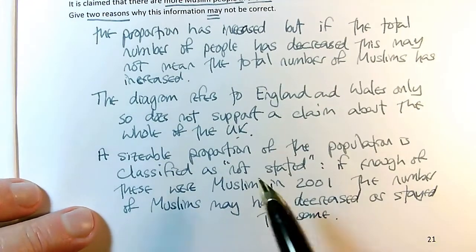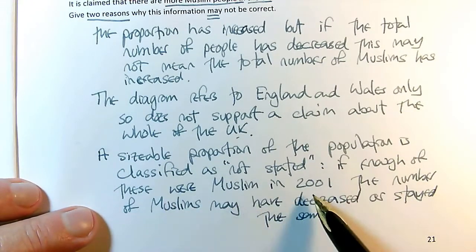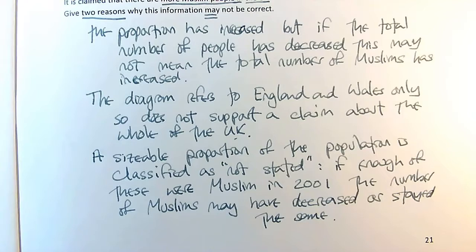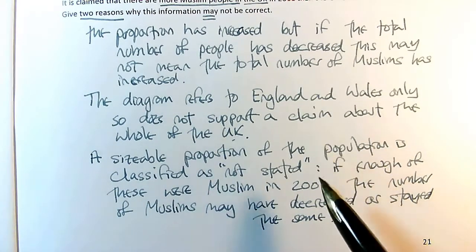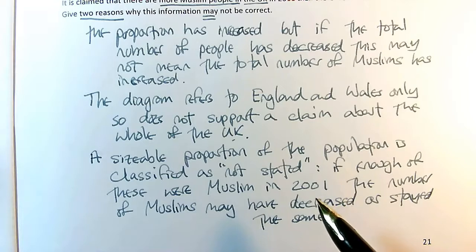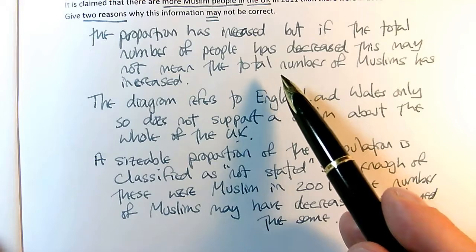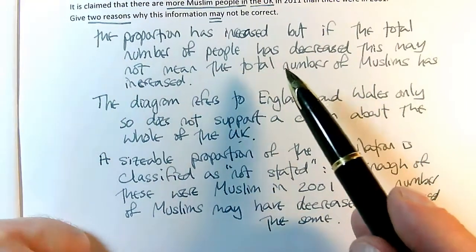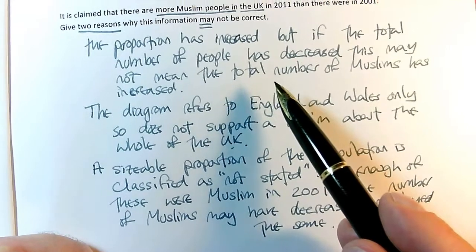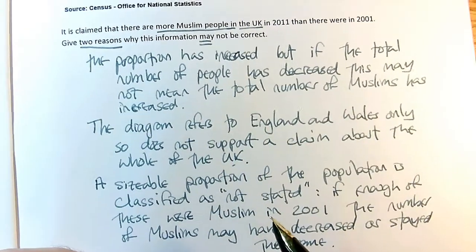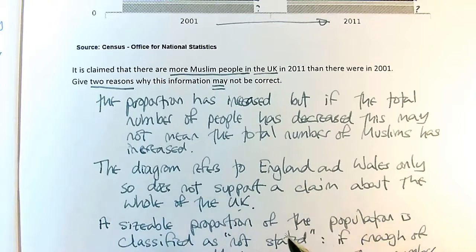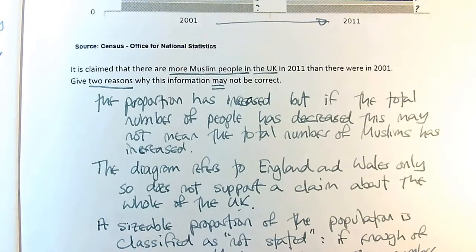So there we go. In the not stated group, if enough of these were Muslim in 2001 and not so many in 2011, the number of Muslims may actually have gone down. Now, I don't personally think that any of these three reasons are particularly likely to change the result. In particular, I know very well that the population of the UK hasn't gone down that much between 2001 and 2011. I think the first reason is probably the weakest, and that possibly wouldn't get marks on the mark scheme because they possibly expect it to be general knowledge that the UK population hasn't gone down by that much. These are some of the kinds of things you need to think about, but that's quite enough on that one.